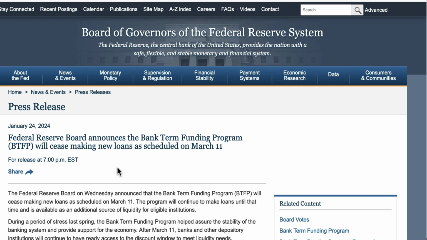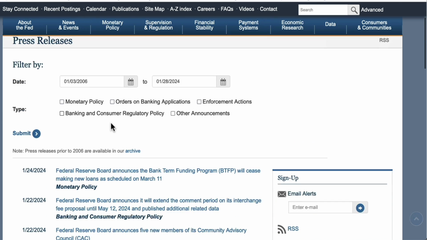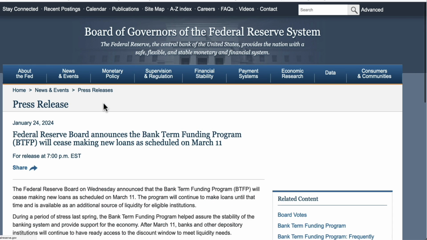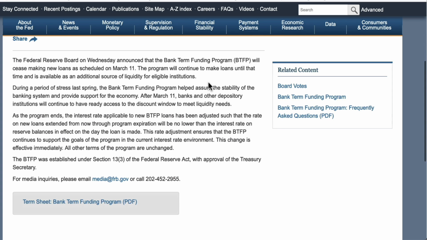Okay, to find this one, just go to news and events, click on press releases, and you'll get them all. And it's from January 24th. There it is here. Federal Reserve on Wednesday announced the bank term funding program will cease making new loans as scheduled March 11th. Program will continue to make loans until that time and is available as an additional source of liquidity for eligible institutions.